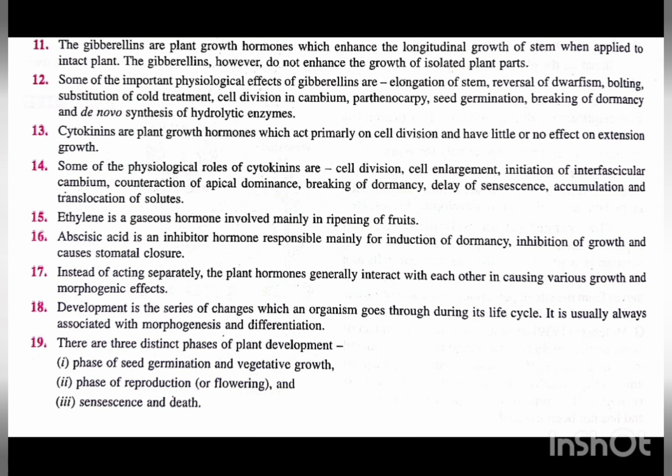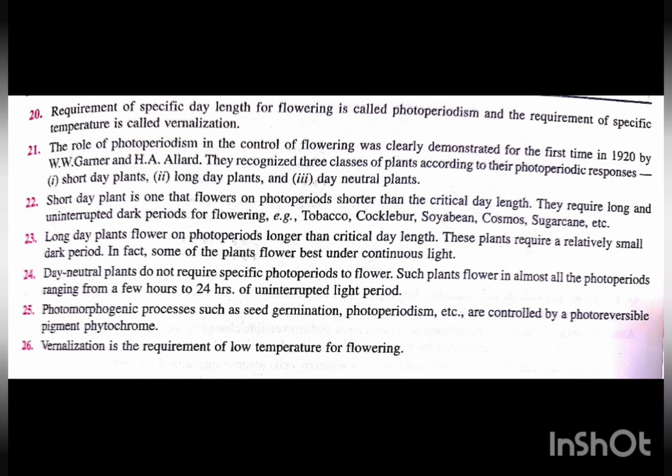Development is a series of changes which an organism goes through during its life cycle. It is usually always associated with morphogenesis as well as differentiation. There are three distinct phases of plant development: phase of seed germination and vegetative growth, phase of reproduction, flowering, then senescence, and finally death. Requirement of specific day length for flowering is called photoperiodism, and the requirement of specific temperature, low temperature actually, is called vernalization for flowering.